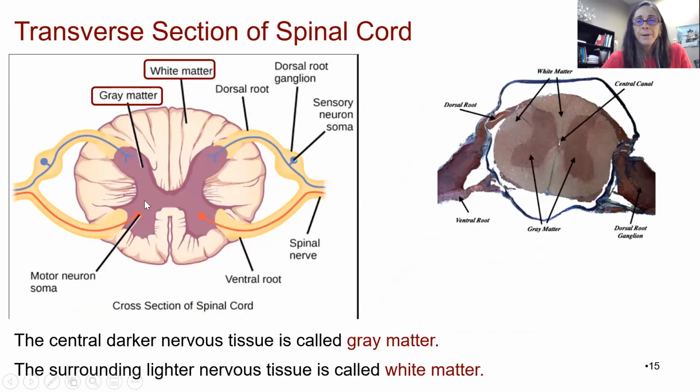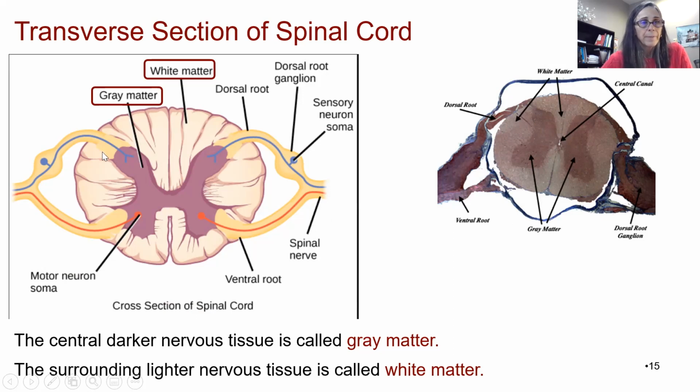So here you have a picture for looking at it from above, and it's the same thing, and I can show you it here. Again, white matter, gray matter, central canal. This is your posterior horn of the gray matter, right and left. This is your anterior horn, ventral horn, anterior horn, right and left. And then, of course, your roots that extend out from the spinal cord.